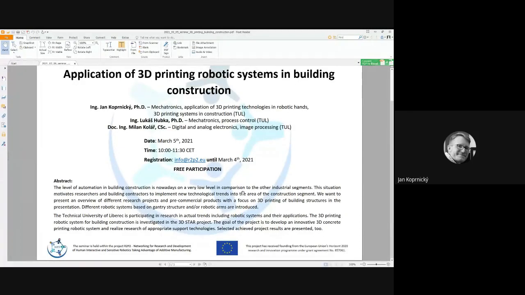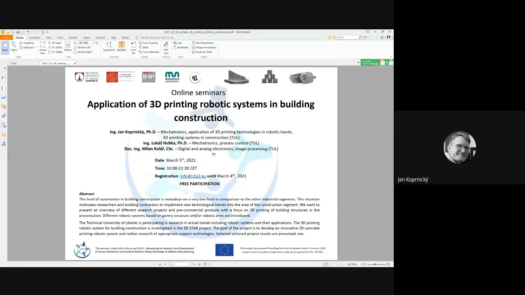So what you can see is, let's say, the invitation list to this seminar. It is organized in the frame of online seminars of a project called R2P2. The name is quite complicated, but you can read it below on the sheet of this paper.